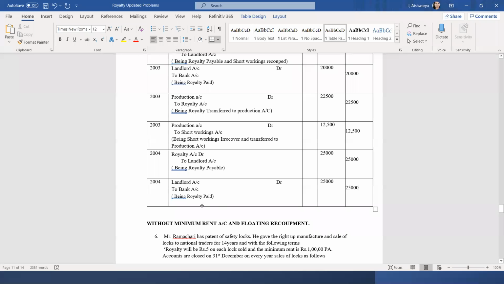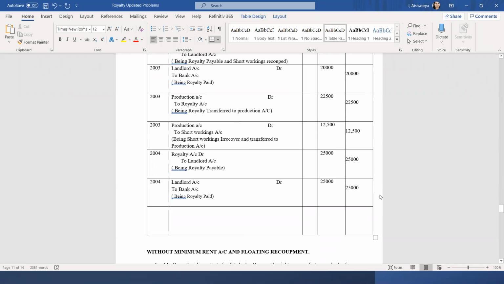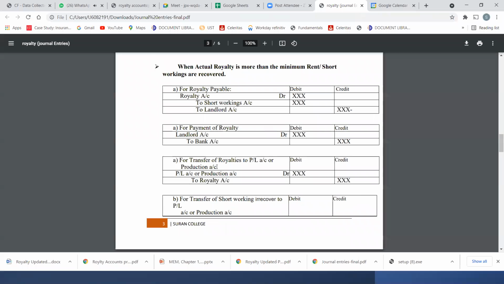25,000. Okay, that's good. Landlord account data to bank account. So we have paid the amount. So after the payment entry, what is the next entry? Yes, transfer entry. Okay, that's production account.